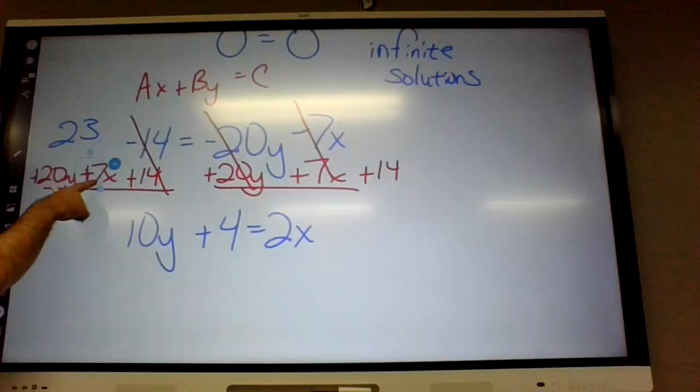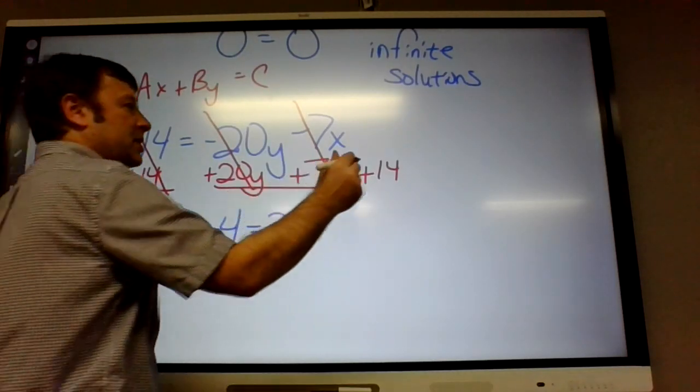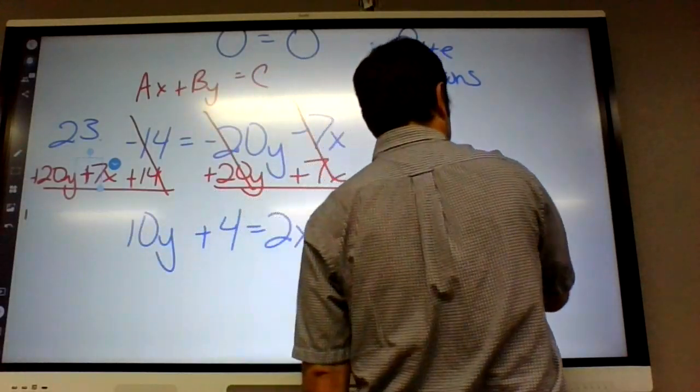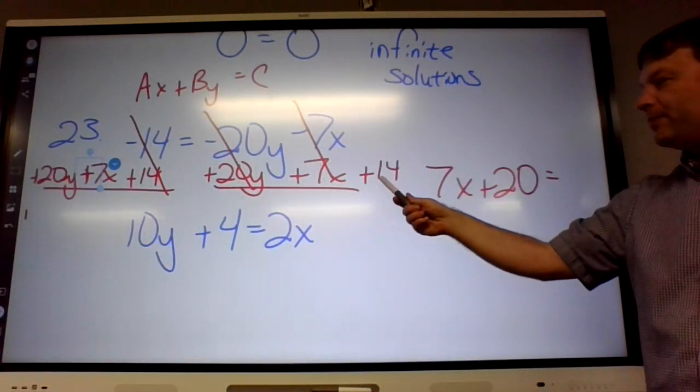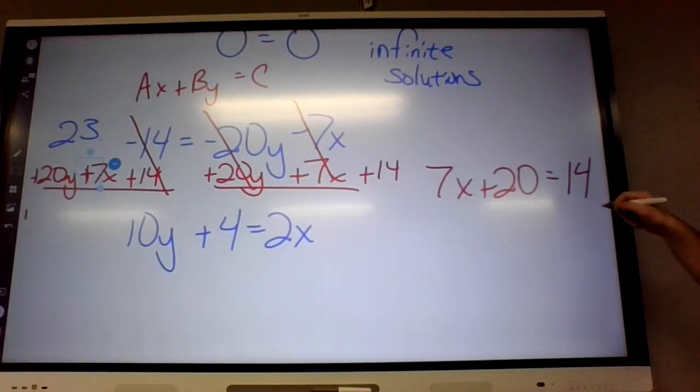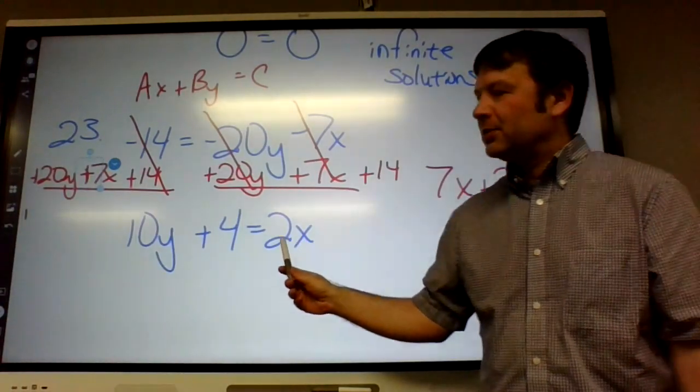Okay, so on the left side, I'm going to put my x's in front. 7x plus 20y. On the right side, I have plus 14. You know, 14's my favorite number, because it goes into 7 perfectly.